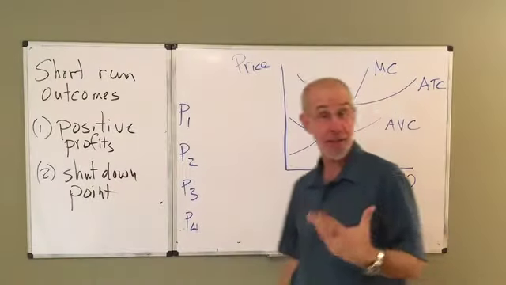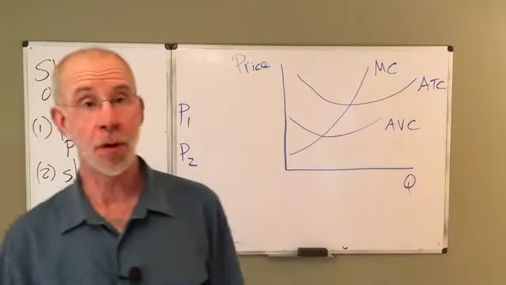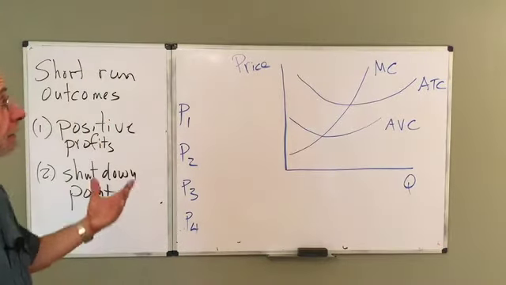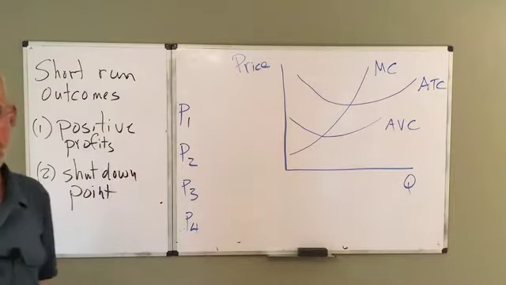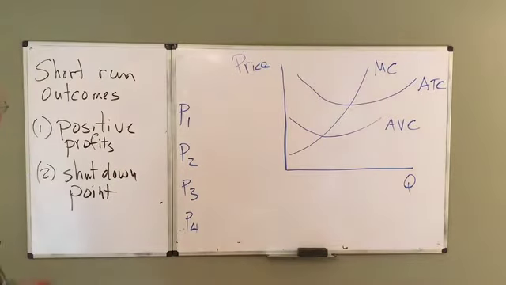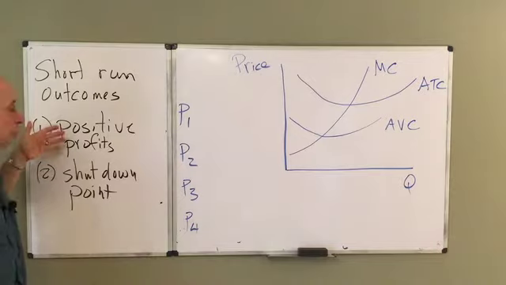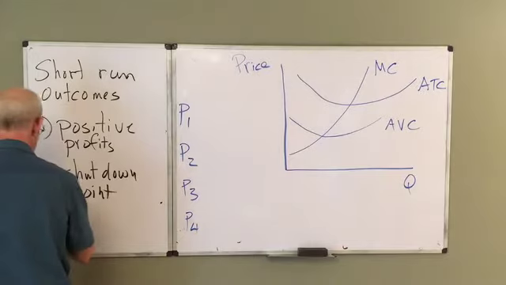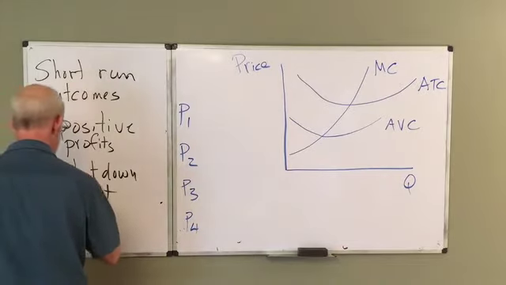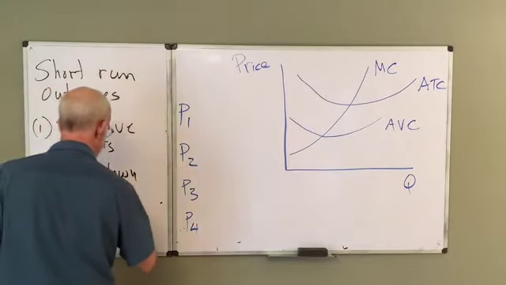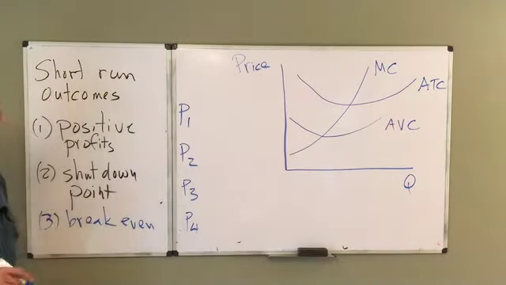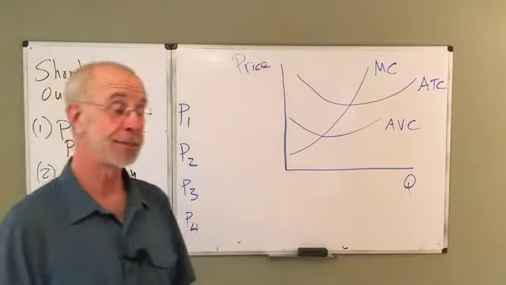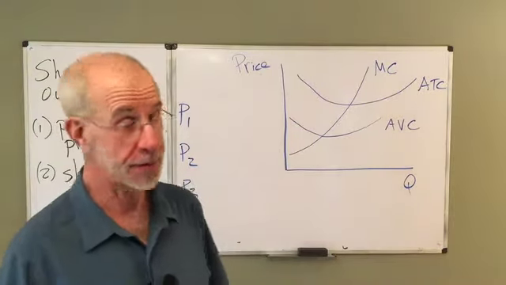In this video, I'd like to look at some of the short-run outcomes for a firm, given different prices and the average total cost and average variable cost curves. We're going to be able to see instances where a firm earns positive profits, maybe break even, where they don't make any profits or losses at all, and also what we're going to call the shutdown point, where a firm really should say, okay, I'm done. I'm going to get out of business.